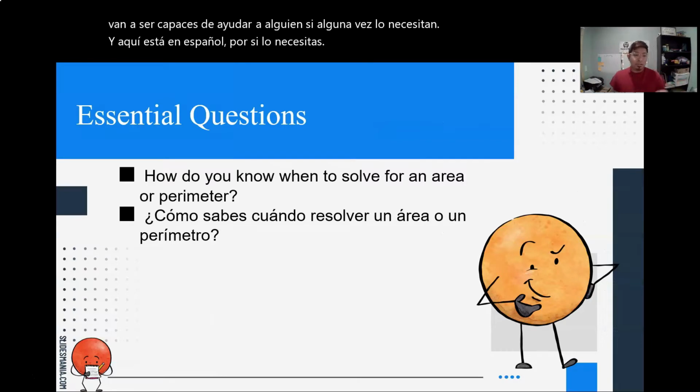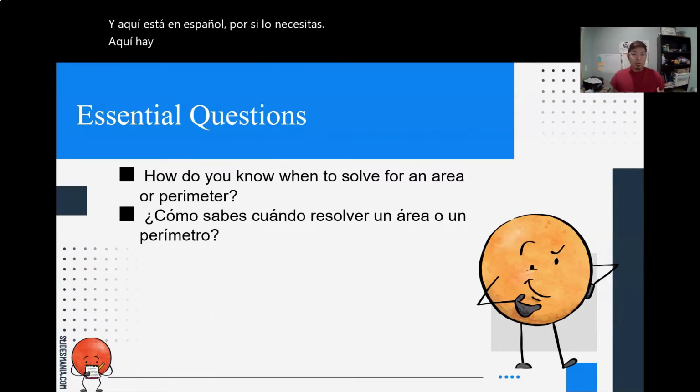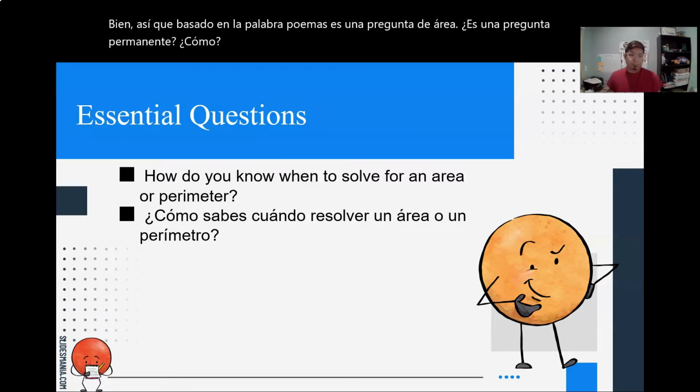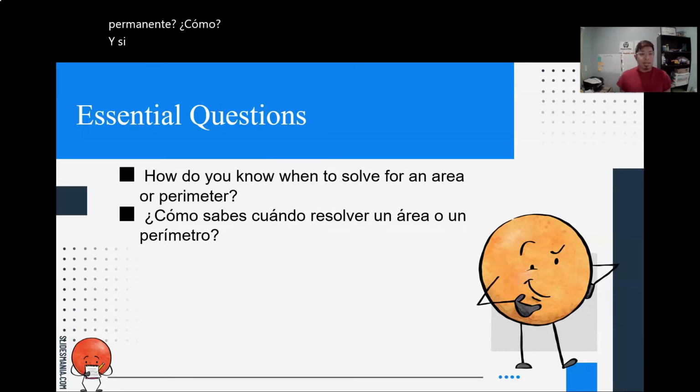Here are some essential questions. How do you know when to solve for an area or perimeter? Okay, so based on the word problems, is it an area question? Is it a perimeter question? How do you know? And if you're able to answer the question by the end of the 2 videos, then you understand what to do.